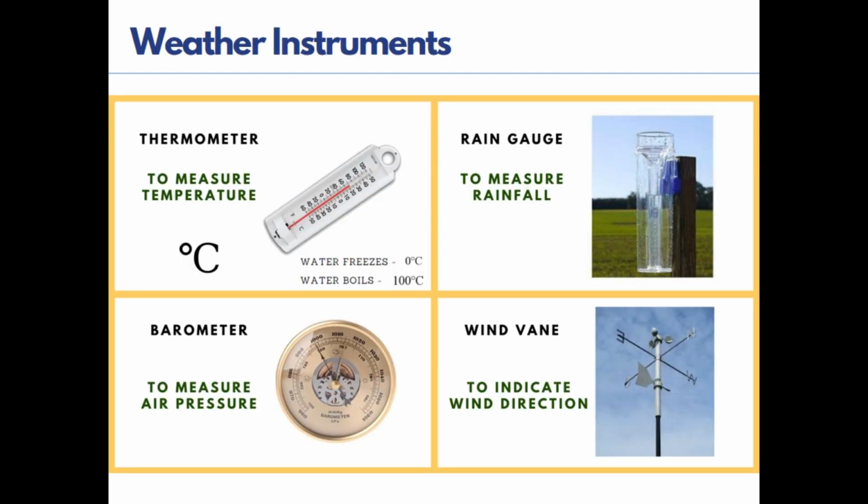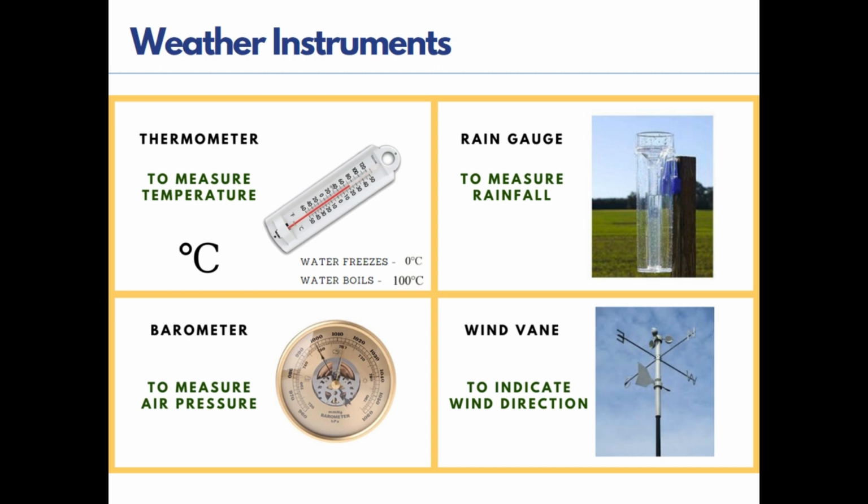These are weather instruments through which we measure weather phenomena. The first one is the thermometer, and with this we can measure the temperature. It's measured in degrees Celsius, as it was invented by Anders Celsius, and the name was given after him. Also remember, on the Celsius scale, water freezes at 0 degrees and boils at 100 degrees Celsius.